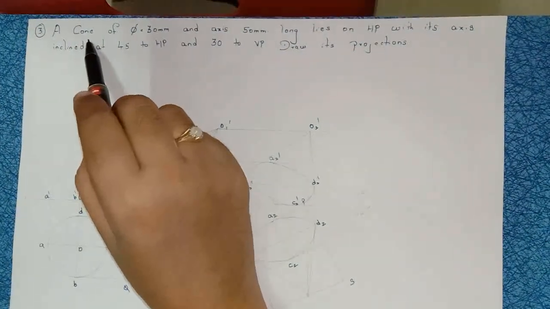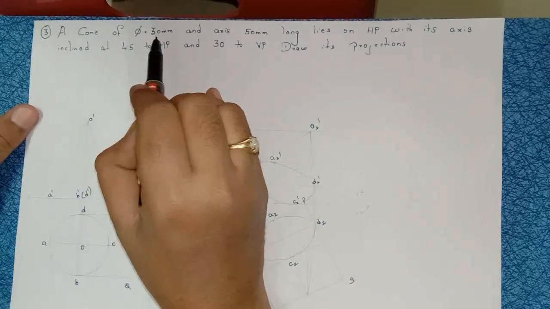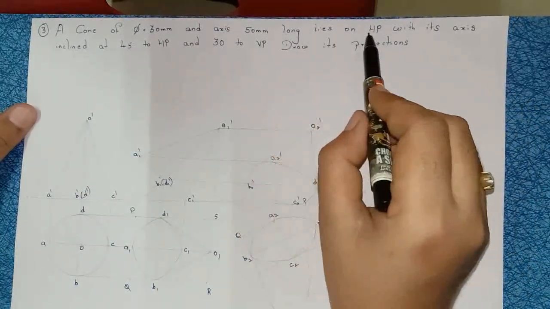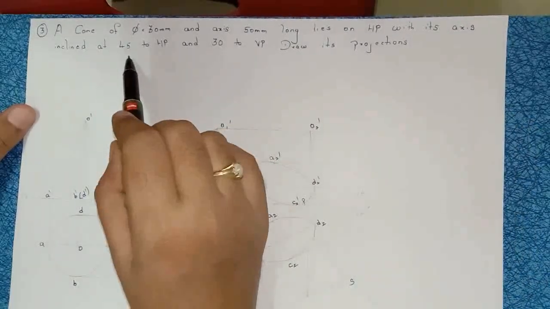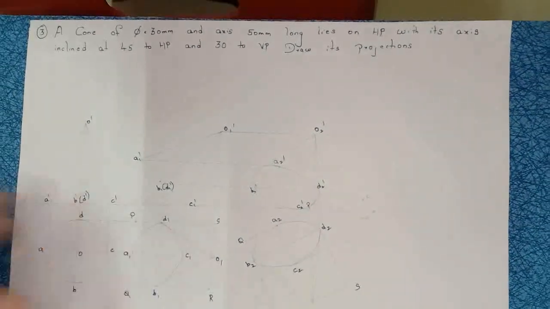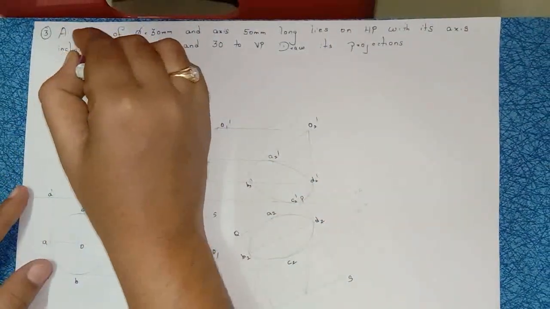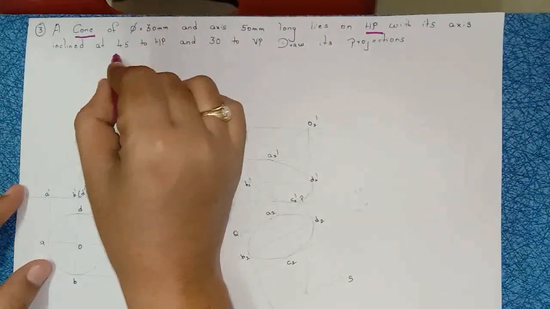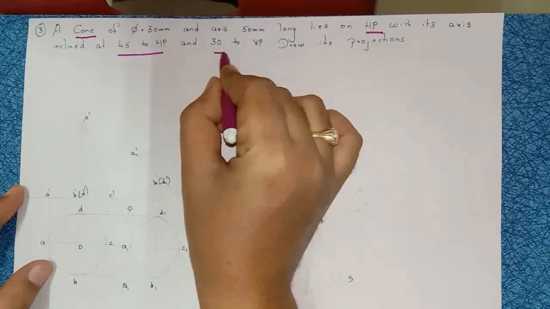Name of the polygon is cone. Cone diameter is 30, axis is 50. Where we have to draw the cone on HP. What are the inclinations? 45 degrees to HP, 30 degrees to VP. Right? So you have to construct the cone. Cone should be on HP. Axis is 45 degrees to HP, 30 degrees to VP.